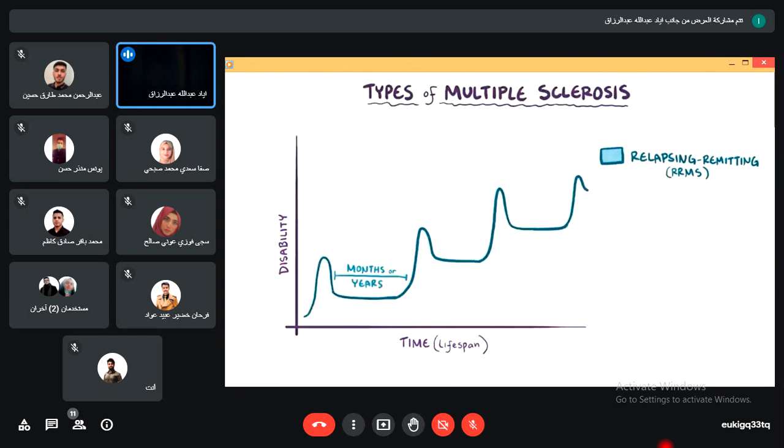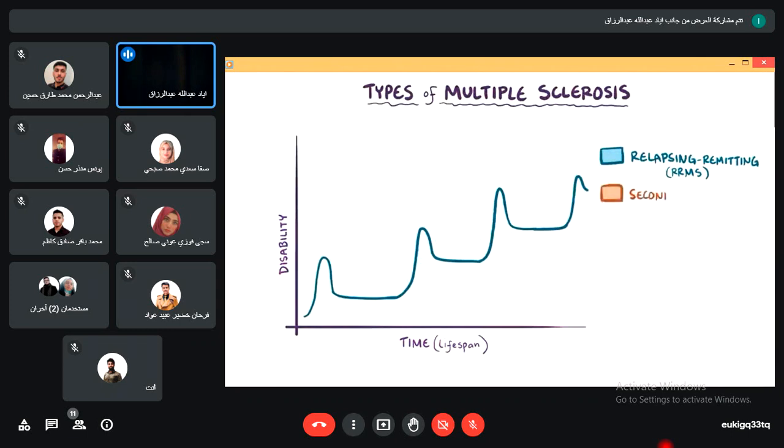For example, during a bout, a person might lose some vision, but then it might be followed by improvement if there's remyelination. Unfortunately, though, more often than not, the remyelination process isn't complete, so there's often some residual disability that remains. That means that with each attack, more and more of the central nervous system gets irreversibly damaged. In the relapsing remitting multiple sclerosis type, there's typically no increase in disability between bouts, so the line stays flat during that time.